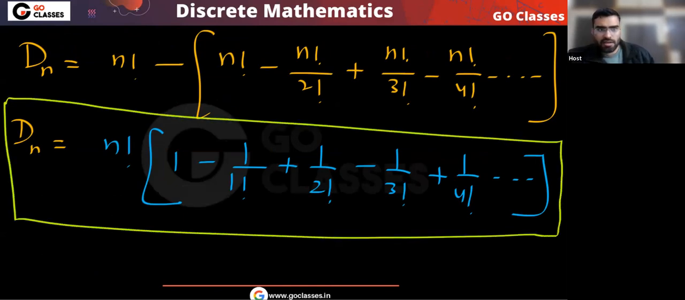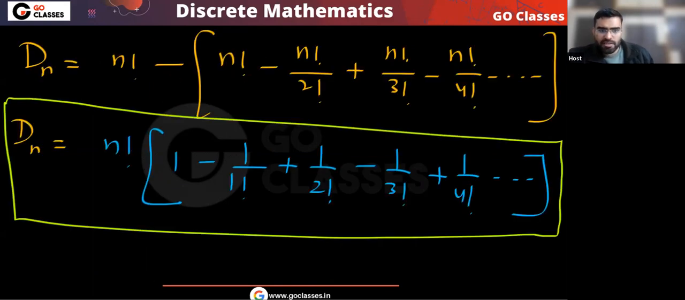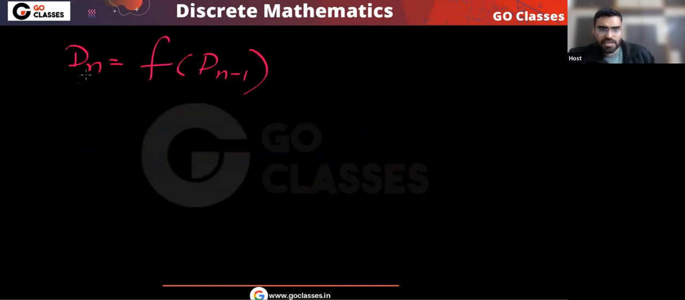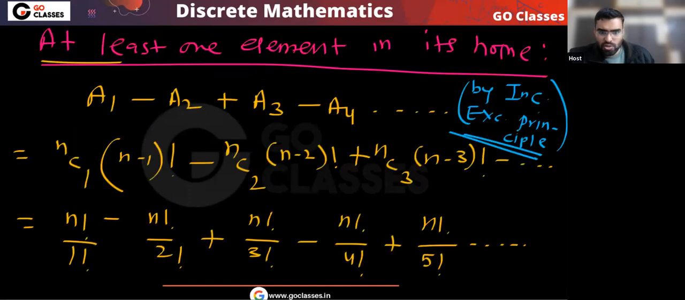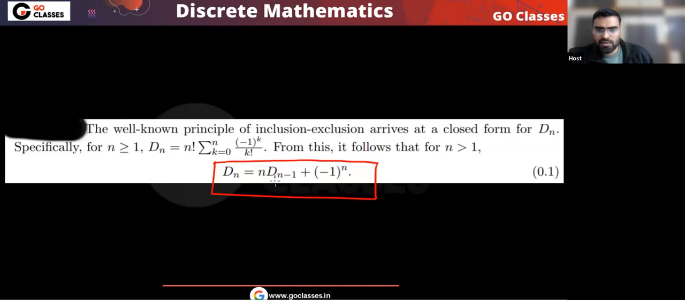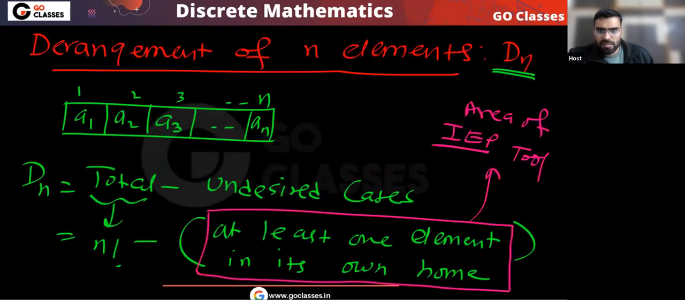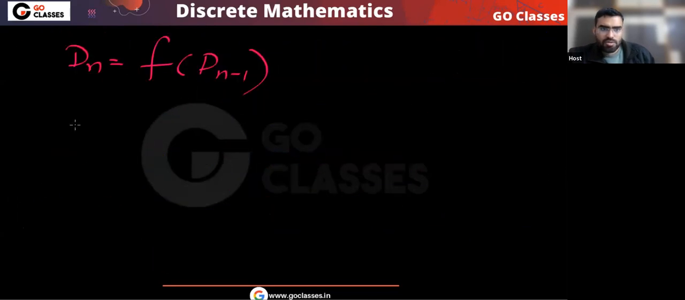So this is your Dn. Now from here you can very easily see what is Dn minus 1. So now you can write Dn in terms of Dn minus 1. This won't be very hard, because you already have Dn. If you write this Dn in terms of Dn minus 1, you will get this equation, you can check it out. Dn is equal to n Dn minus 1 plus minus 1 power n.